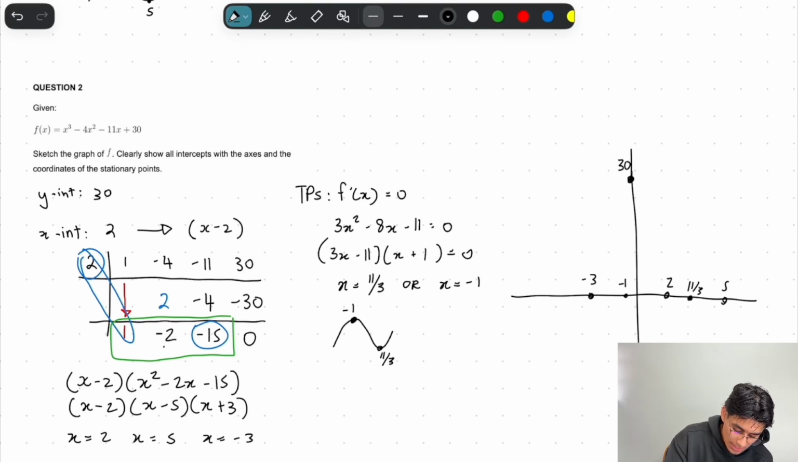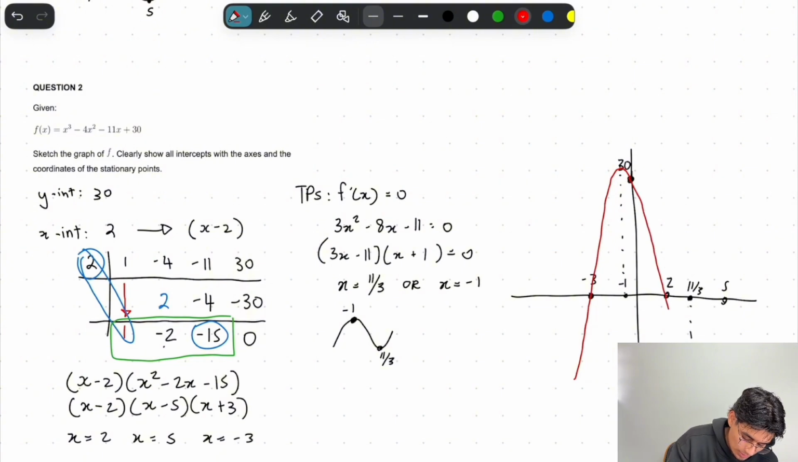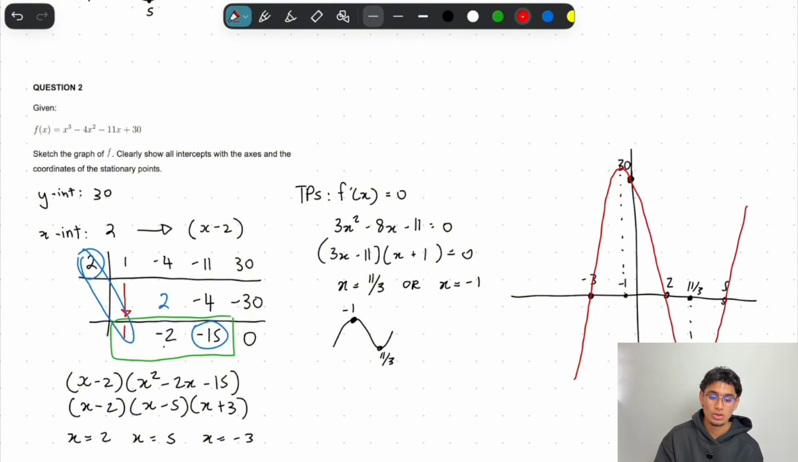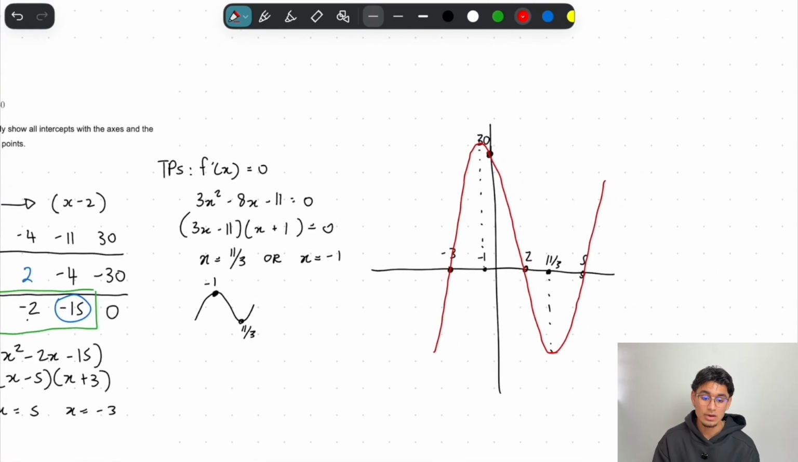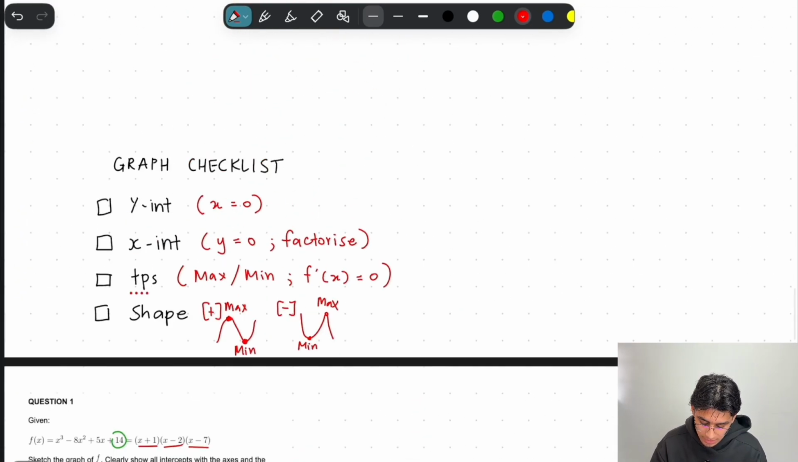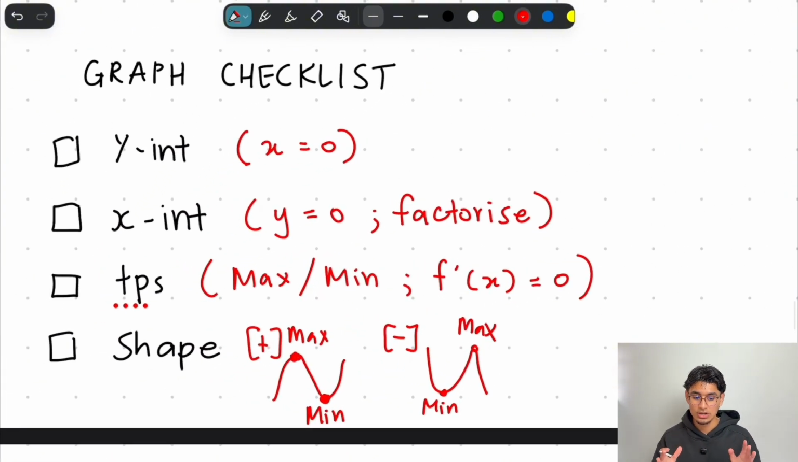And then the -1 we know is the max, so we're just going to draw a dotted line up. This is the min, a dotted line down. Then all we're going to do once again is connect the dots. So through the -3, up to the max, through 30, through 2, to the min, and then through 5. Okay, quite simple. All you need to do is make sure you find these 4 things over here in the checklist. Once you do that, it's quite simple.